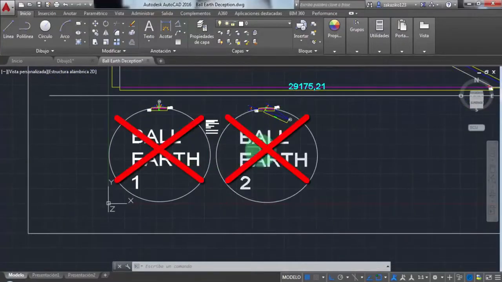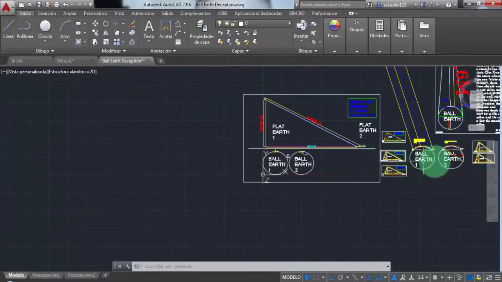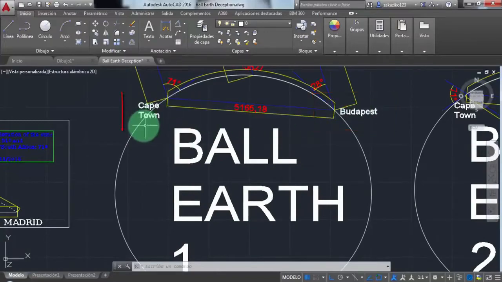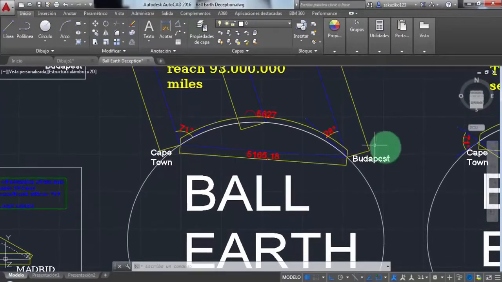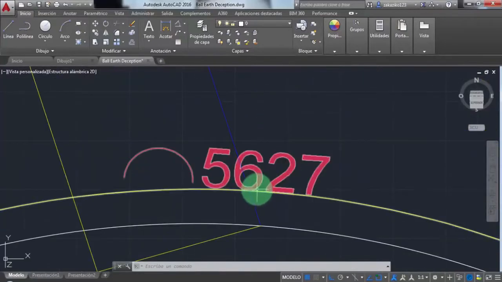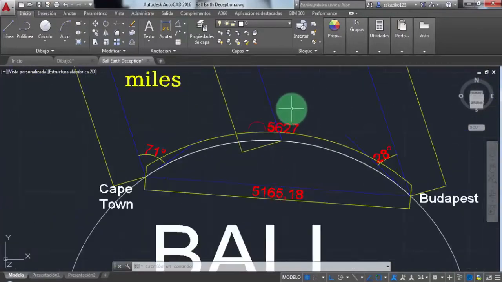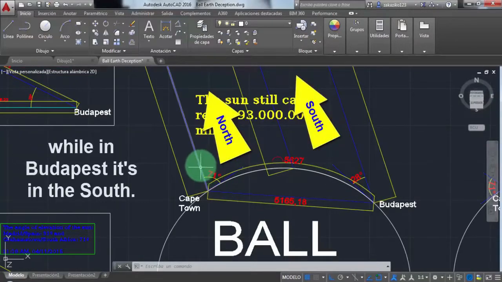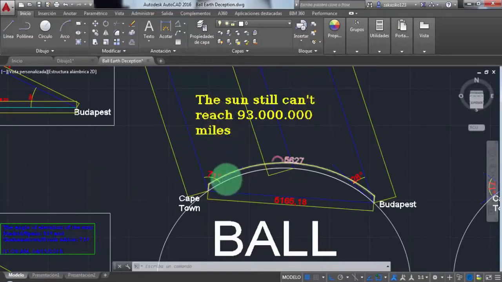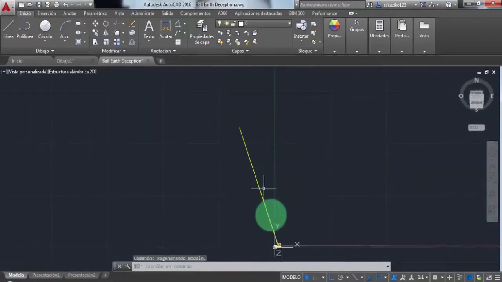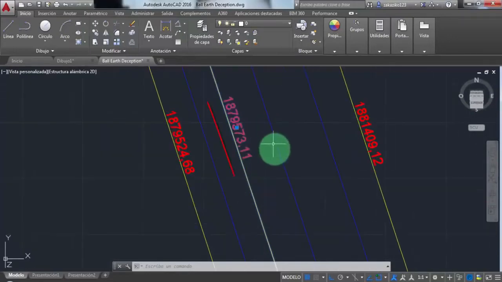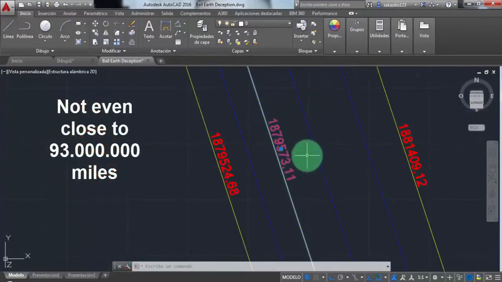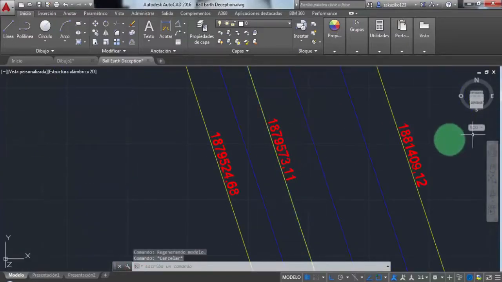Okay? And I did it again at 11:30 a.m. when the sun was between Budapest and Cape Town. This is for those who think that the time would make a big difference. There you go. No difference at all. The distance is not even 2 million miles, not even close to 93 million miles. It can never reach that far.